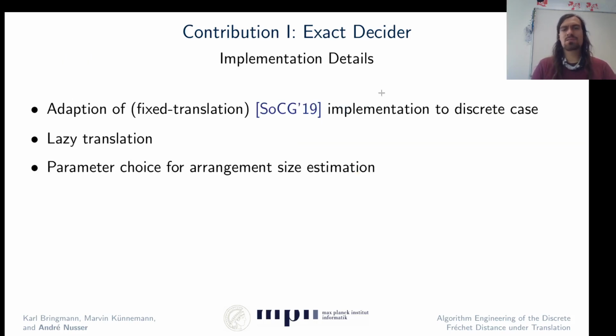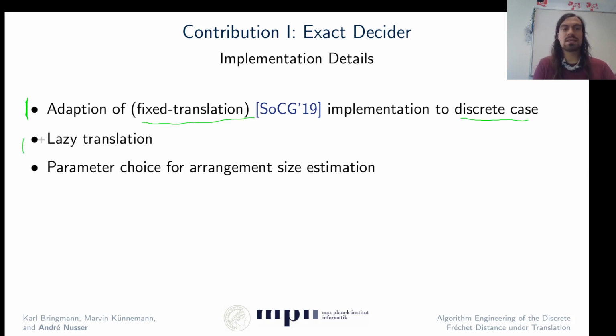So just a few implementation details. As I already mentioned, we use an adaptation of the Sausage 2019 implementation. So why do we have to adapt it? Because it was just for the continuous case, and now we need to have it for the discrete case. Note that we're talking here about a fixed translation Fréchet distance, not under translation. Okay, so this was one of the parts that we had to do.